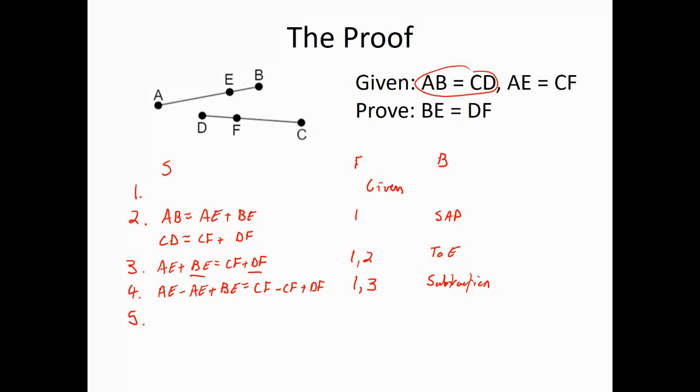And then let's think about what line number 4 becomes. AE minus AE is, of course, just simply 0. So on the left-hand side, we're left with BE. CF minus CF on the right-hand side is also 0. So we're simply left with DF. So this line number 5 follows from line number 4 by substitution. That's what we call it when we algebraically simplify the way that we did. And with that, the proof is complete.